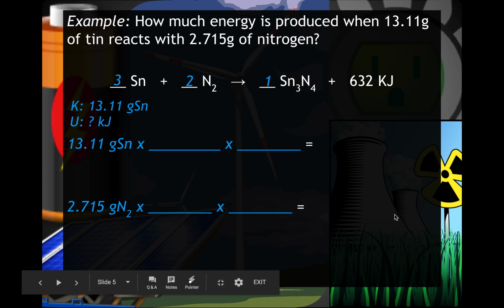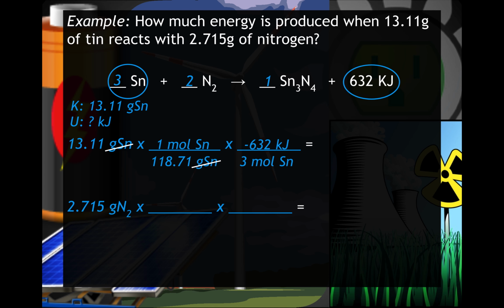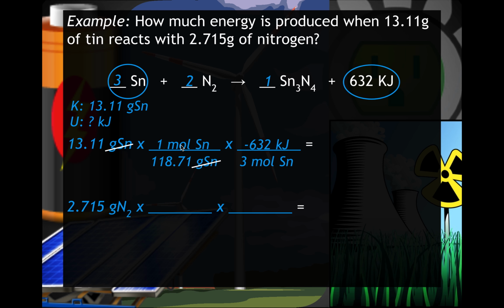For this one, we know we've got 13.11. For every 3 moles of tin, we're going to produce 632 kilojoules. So the first thing we want to do is convert it to moles. So we've got grams to grams. Now we have how many moles, and then we're going to use our new conversion factor. For this reaction, it's going to produce 23.27 kilojoules.